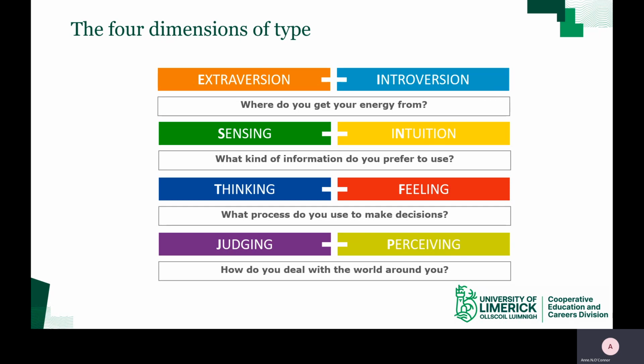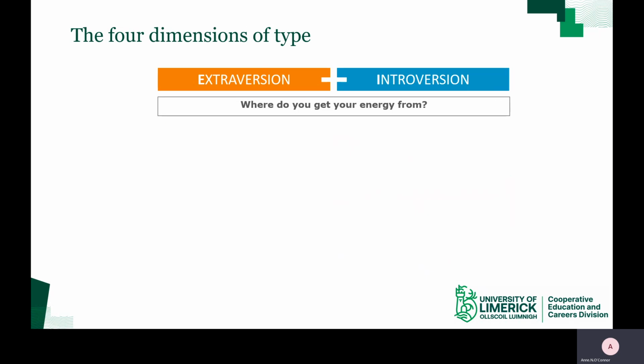Sensing and intuition. So this is, what kind of information do you prefer to use when you're making decisions? Thinking and feeling is, what process do you use when you're making these particular decisions? And judging and perceiving, this is really misleading, but what it's really talking about here is, how do you deal with the world around you? Is that in a very structured way, or do you like to go with the flow? But I'll be describing these in more detail. So I'm going to start with the first one that we're talking about.